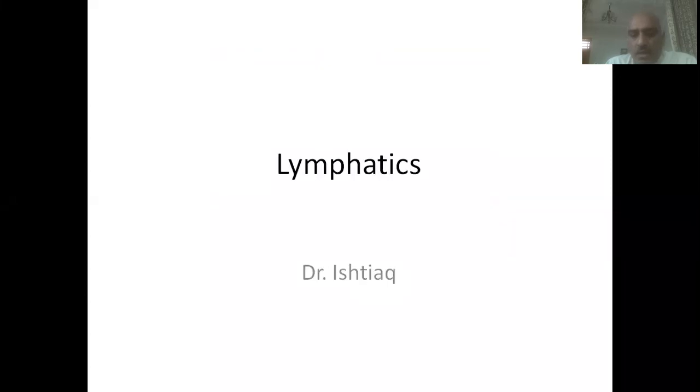Now, lymphedema is due to some problem in the lymphatics. The lymphatic system consists of lymphatic channels and lymphatic organs. Organs are the spleen and lymph nodes. There is only one spleen and there are many lymph nodes throughout the body.